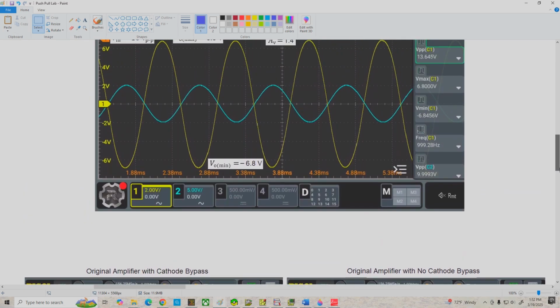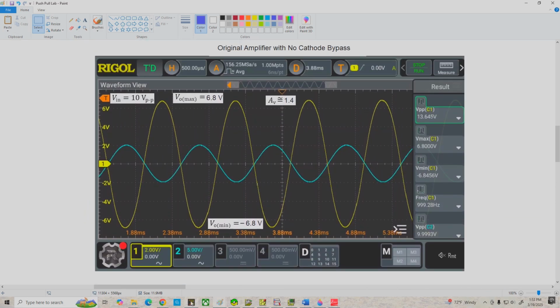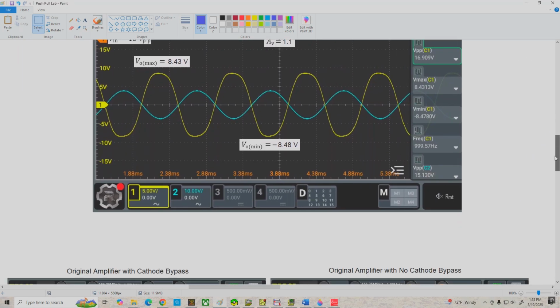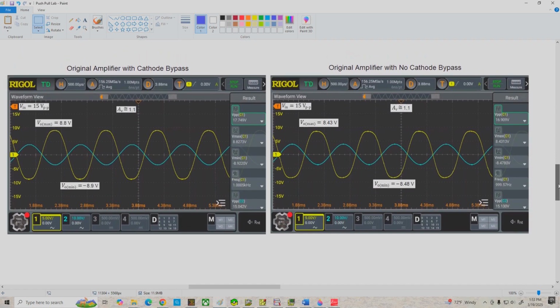Now let's take it up a little bit to 15 volts peak to peak, and when we remove the bypass, this is the comparison we've got. Our gain is about the same in both cases. There's very little difference in the output voltage waveform. So apparently the bypass cap on the cathode really doesn't make that much difference.